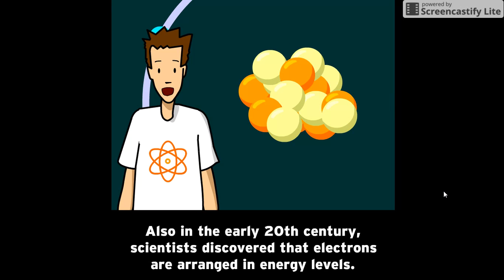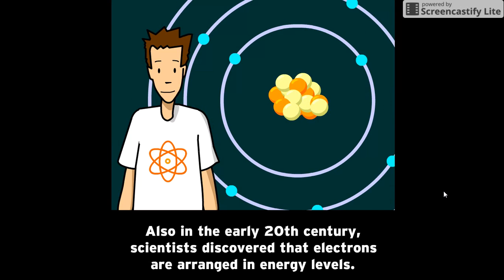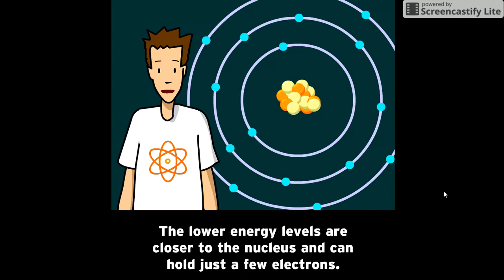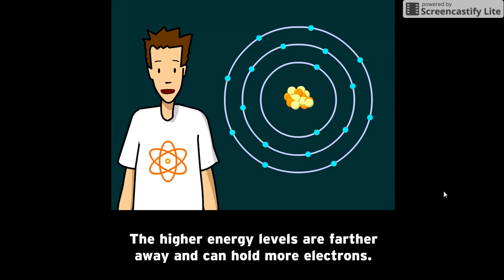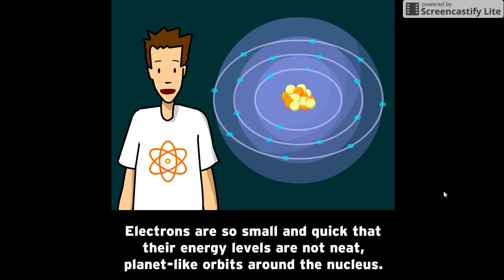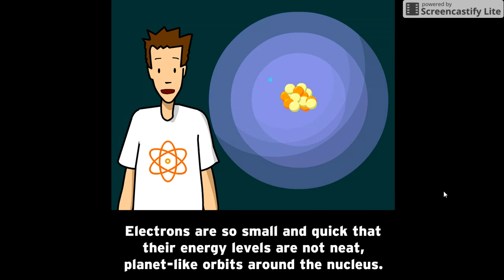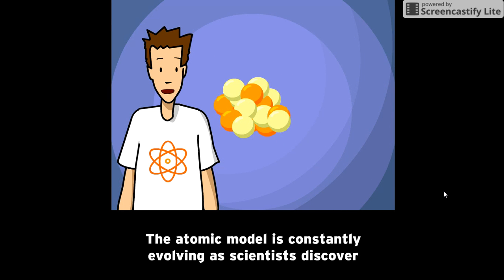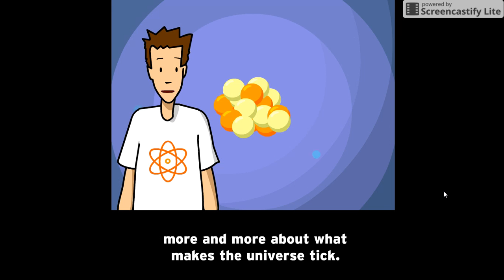Also in the early 20th century, scientists discovered that electrons are arranged in energy levels. The lower energy levels are closer to the nucleus and can hold just a few electrons. The higher energy levels are farther away and can hold more electrons. Electrons are so small and quick that their energy levels are not neat planet-like orbits around the nucleus. Instead, they exist in a region called the electron cloud. The atomic model is constantly evolving as scientists discover more and more about what makes the universe tick.